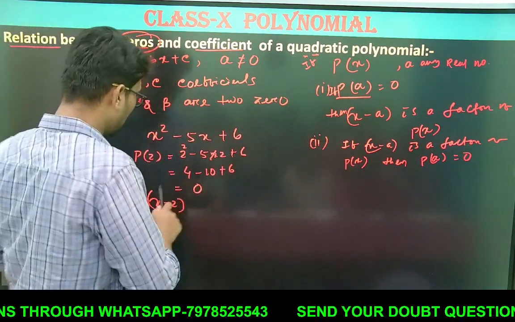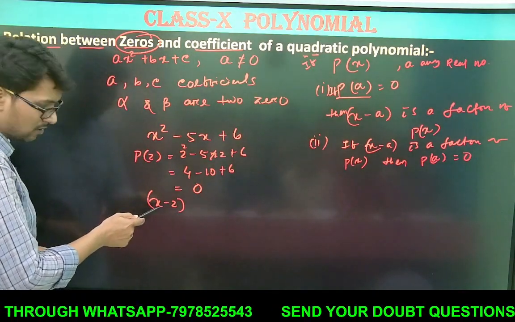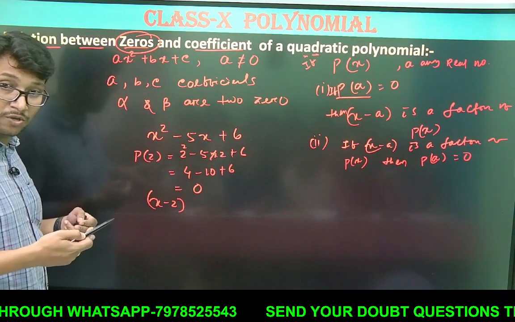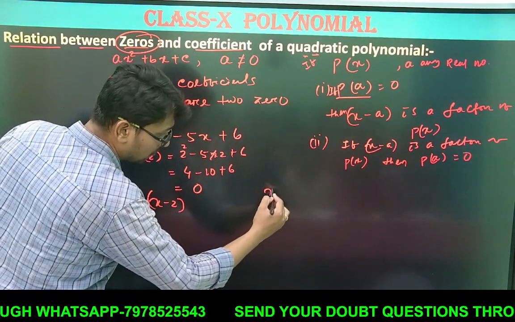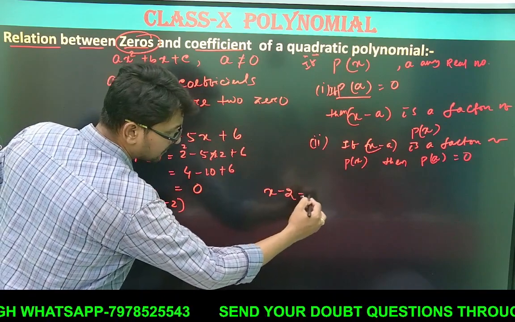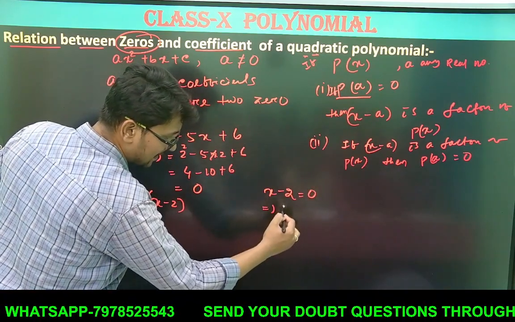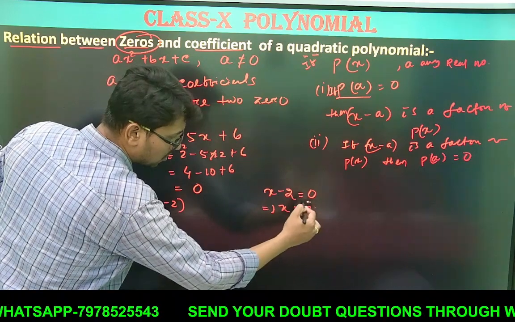So you have understood, if the zero is given, you can write the factor. From the factor, how to write the zero? Whatever factor is given, you will equate it with which one? Zero. This implies x is how much? 2. So 2 is the zero.